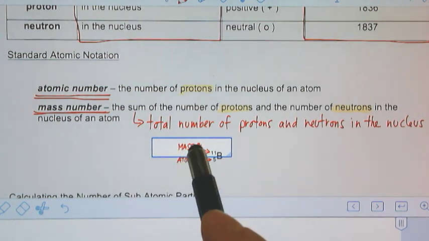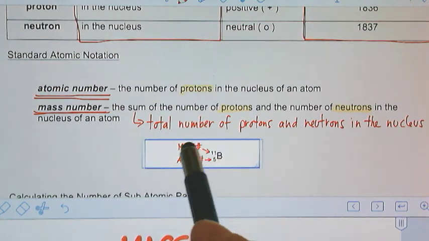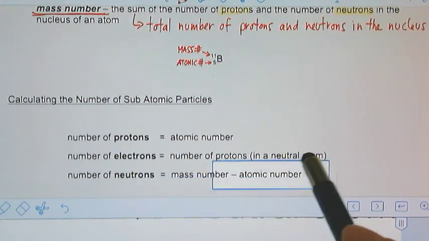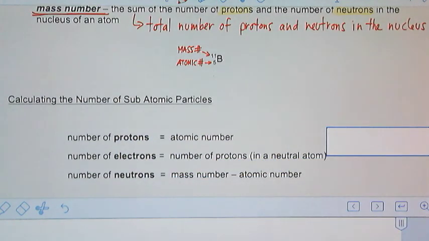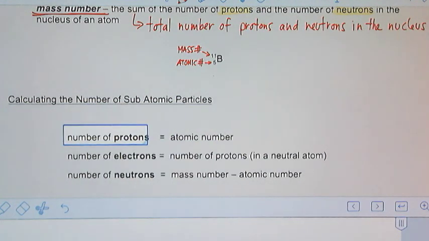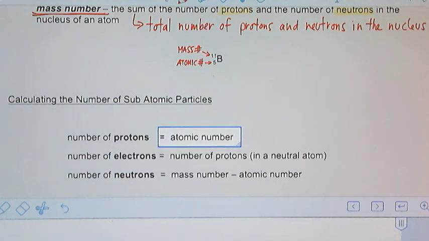So from the periodic table, with the atomic number and the mass number, you can calculate the number of subatomic particles present in one atom of each of the elements on the periodic table. So how do we do this? Well, how do we find the number of protons? The number of protons is equal to the atomic number. So if you know the atomic number, you know the number of protons.